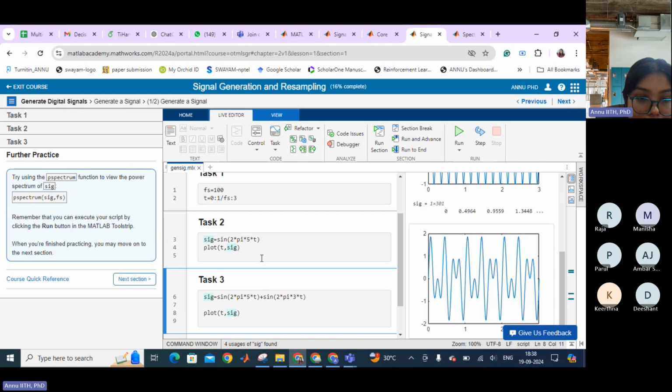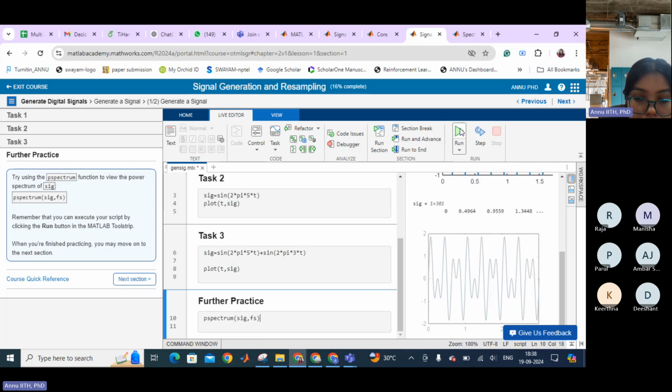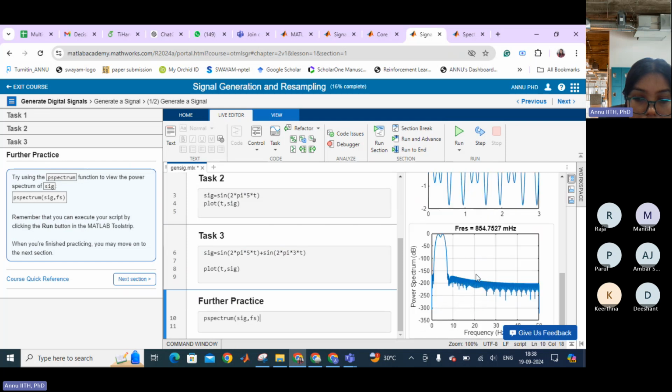Use the power spectrum to view this signal. Let's see this power spectrum. So you can see this power spectrum. Here you will have the frequency of 854.7.